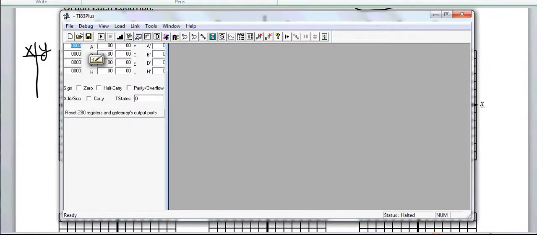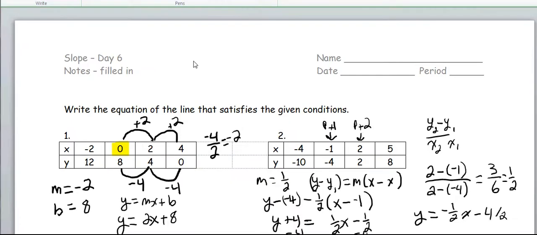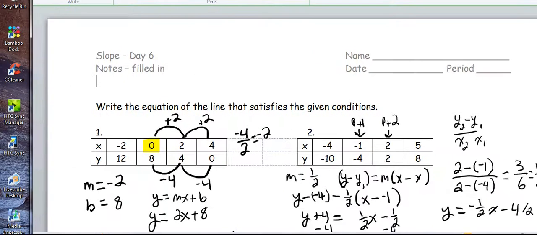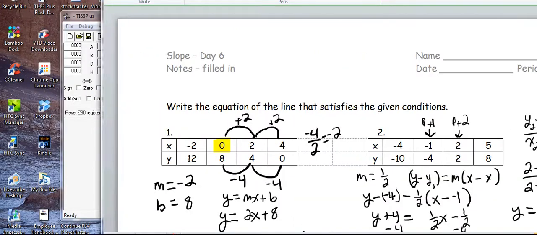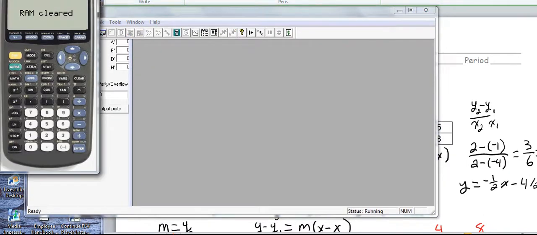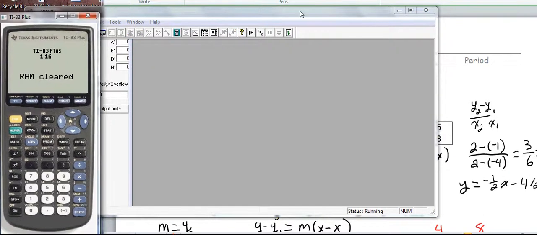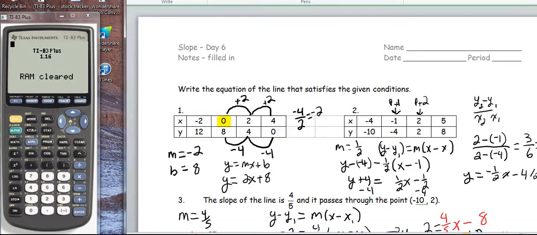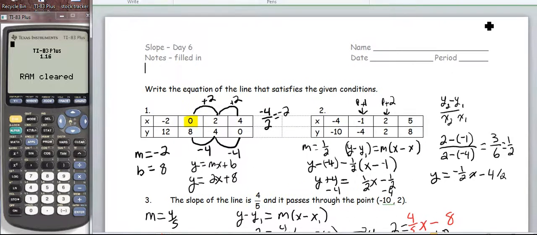So let me see if I can get this to come up for you. Let me get my calculator going. There we go. So I'm going to go to my y equals. Let me bring our equation back into view here.